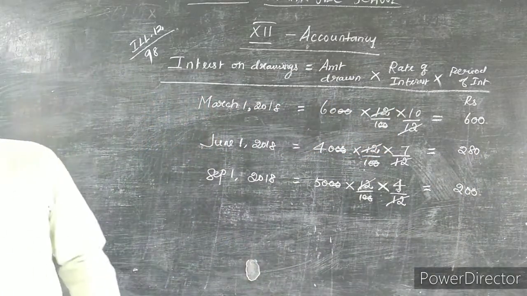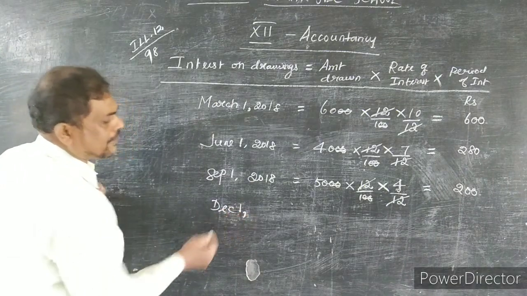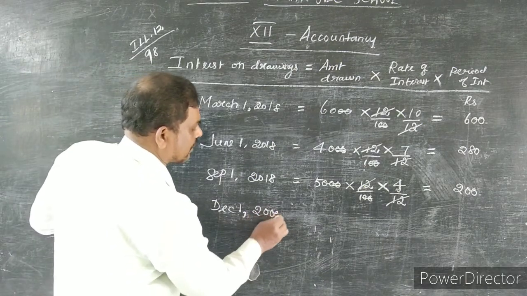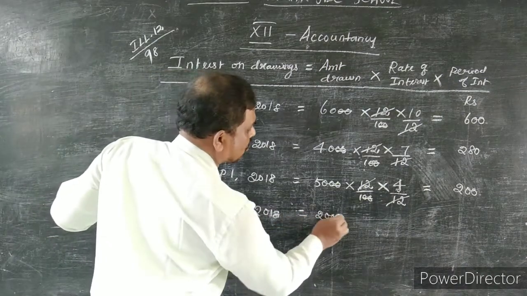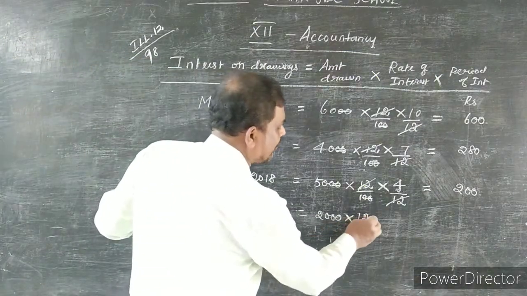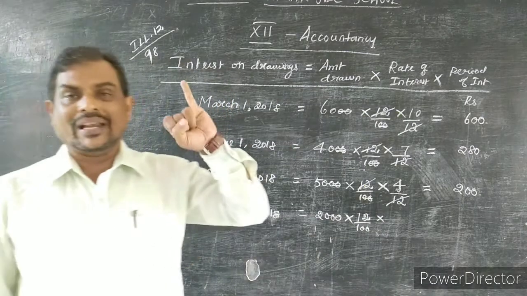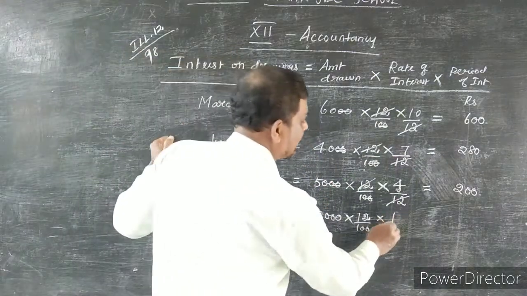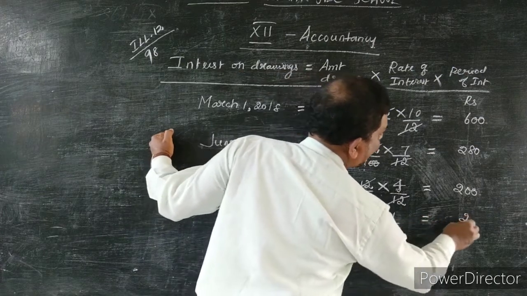Now the last one is December 1. How much on December 1? Rupees 2,000. So 2,000 into 12 divided by 100 into the period. December 1 means only 1 month, because 1st December to 31st December. So you have to put 1 divided by 12. The 12 will be cancelled, the 0 will be cancelled, and you will get rupees 20.